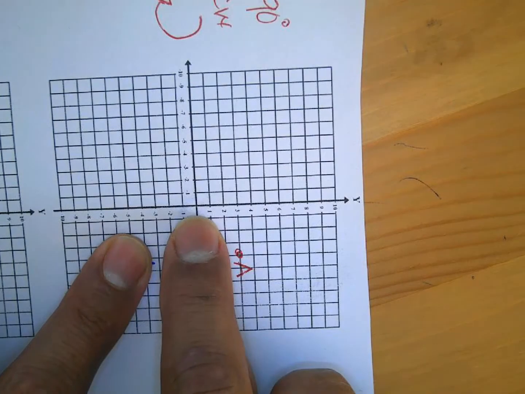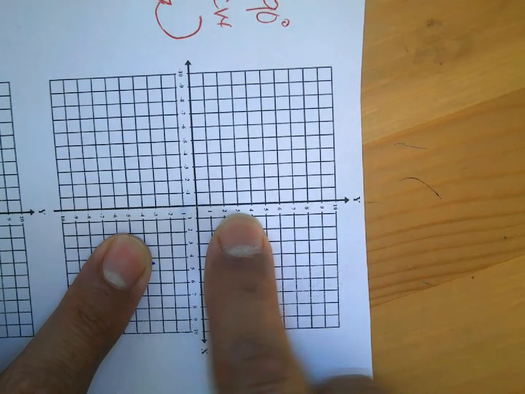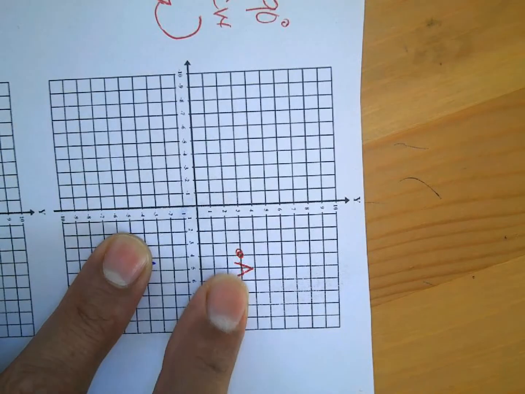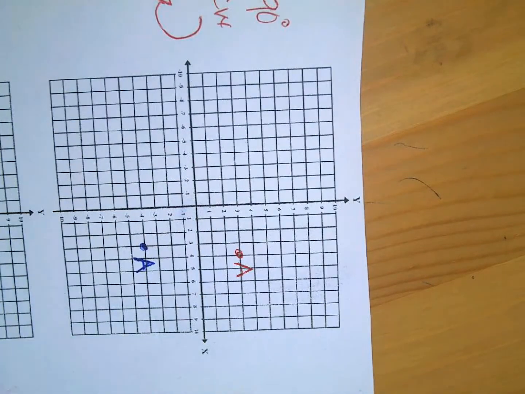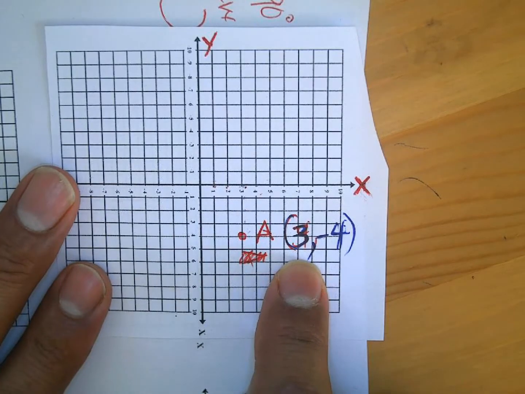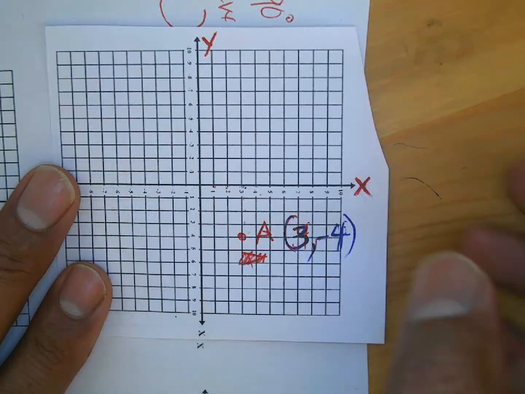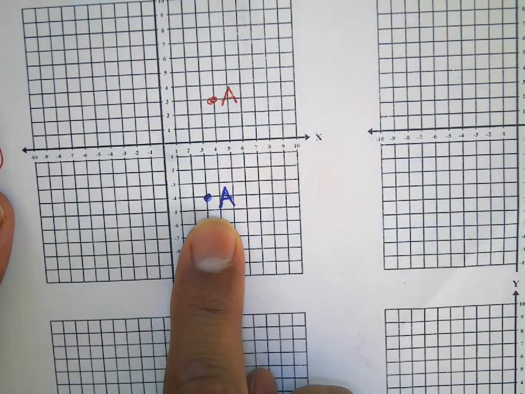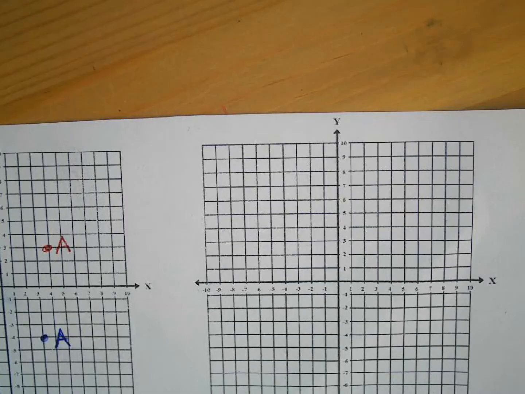And then on the x-axis, this would be 1, 2, 3. And then I'm going to go down 4. 1, 2, 3, 4. And you would get 3, -4. So you'll get the coordinates, so you'll know where to plot it. That way you'll come back here, and then you'll put it at 3, -4. Okay, let's do another one.